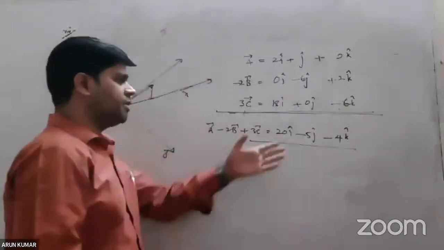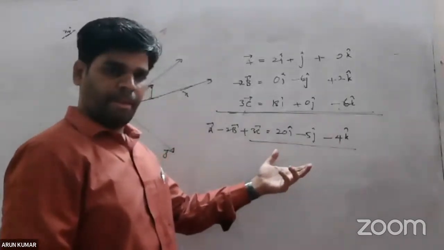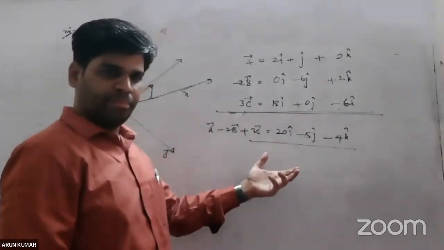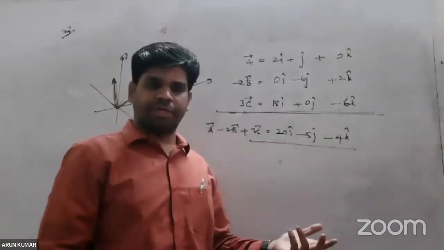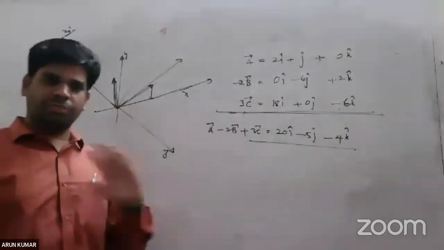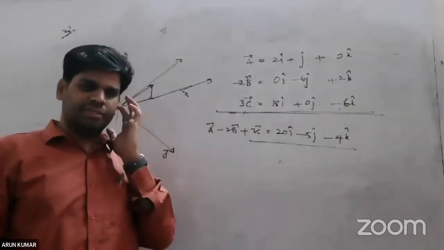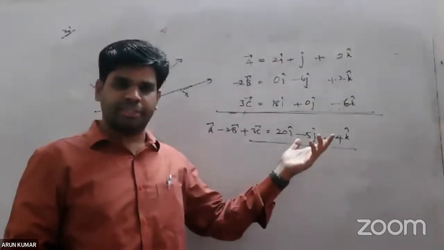That's it. Again, if I want the magnitude, what do I do? 20 square plus 5 square plus 4 square under root. If I want the unit vector, this by mod of that is the unit vector. అదే ఇక్కడ చేయాలంటే is not possible. అంటే చాలా డిఫికల్ట్, మనం విజువలైజ్ చేసి చేయాలంటే చాలా డిఫికల్ట్. బట్ ఇలా చేస్తే చాలా ఈజీ, ఇట్స్ మ్యాటర్ ఆఫ్ సెకండ్స్.